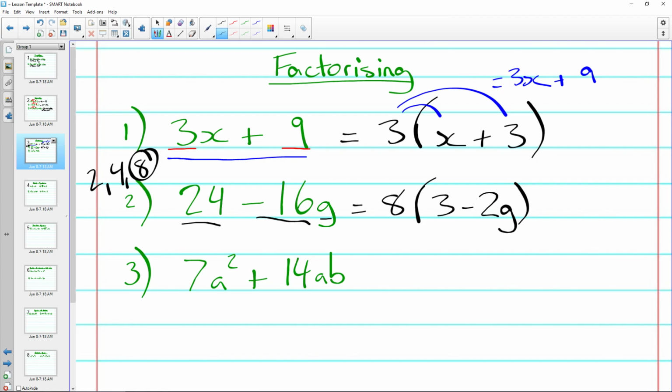Now, of course, if we expand that, 8 times 3 is 24. 8 times negative 2 is negative 16. Put the g there, so that's how we check to see if our answer is right.